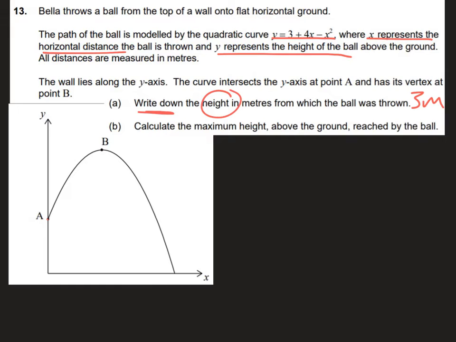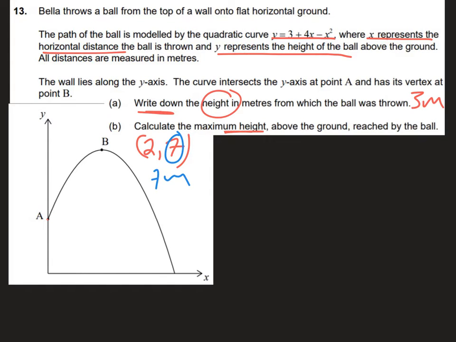For part B, there are a number of different approaches you could take. Probably the most simple is just to graph it. So on your GDC, you're going to enter y equals 3 plus 4x minus x squared. Second, calc and find the maximum, and that will give you the x coordinate and the y coordinate, which is what you want. So that will give you 2, 7, and it's the height you're after, so that is going to be 7 meters. The other way you could do it is using calculus.